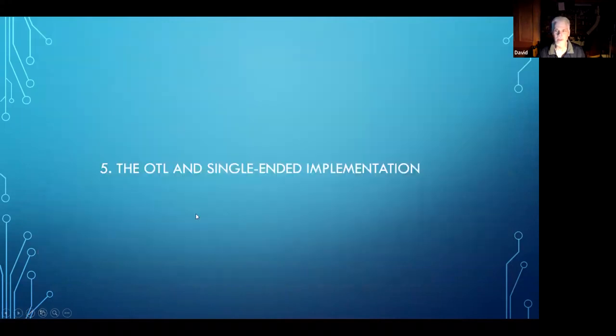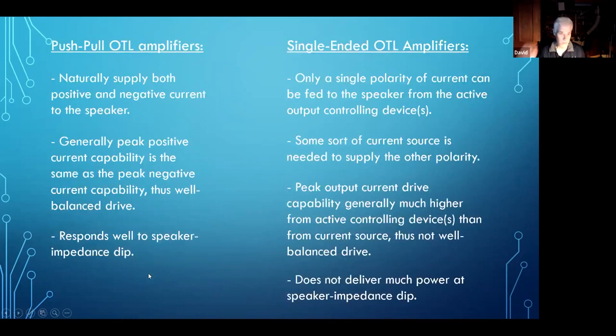So I'm just going to do a quick section on the OTL and single-ended implementation. This is kind of rare, but most OTLs are push-pull, so let's look at that first. Push-pull OTL amplifiers naturally supply both positive and negative current to the speaker. Generally, the peak positive current capability is the same as the peak negative current capability. Thus, it's a well-balanced drive to the speaker, and it responds well to speaker impedance dips and other goofy things that happen with a lot of speakers.